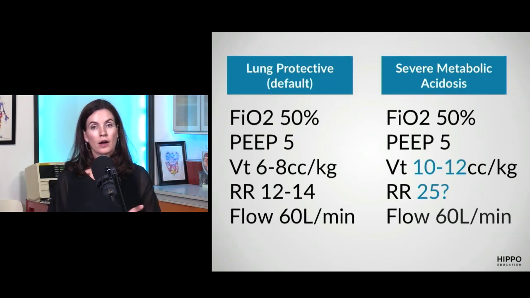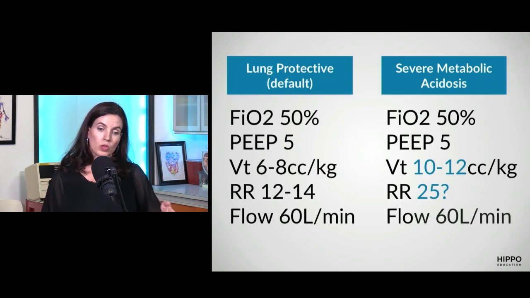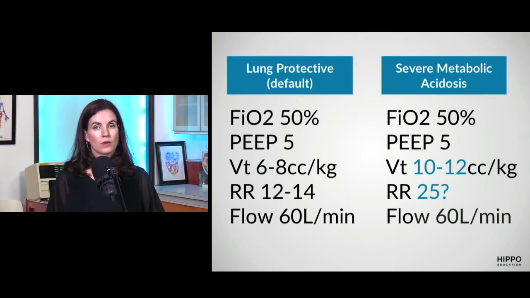And you're going high on their resp rate. If their previous resp rate was 25, I would start there. But I've also started at 30. I've started at 35. Sometimes you need an incredibly high rate here because if you choose too low and you fail to compensate adequately, their pH and their acidosis is going to get worse, and that's what causes the PEA arrest.